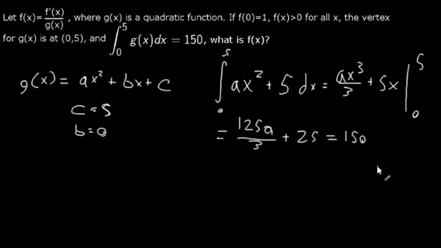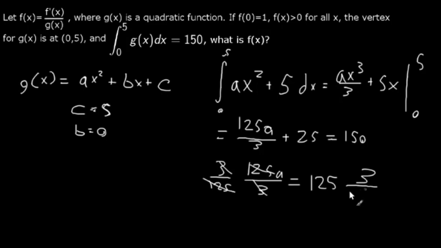So first thing we could do is subtract 25 on both sides. So we will get that 125a over 3 is equal to 125. And then we could divide by 125, well, let's just multiply by 3 over 125 on both sides, so that all four of these cancel out. We have to do it on this side too. And these two will cancel out. We will be left with a being equal to 3.